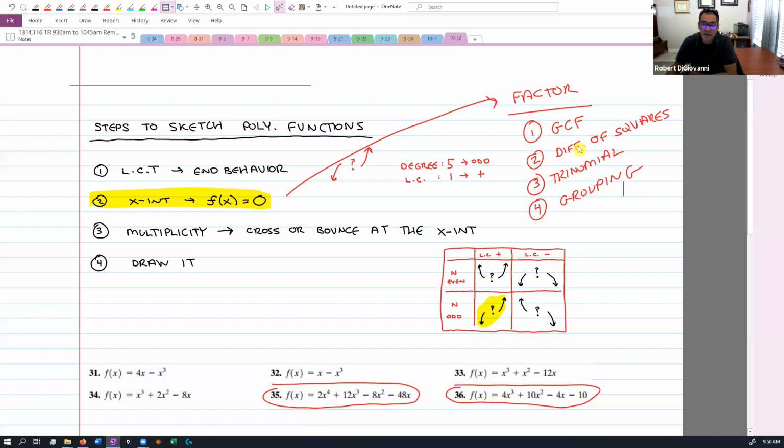So just expect that when it comes to the sketching of the polynomials, you're going to need to be somewhat comfortable with GCF, difference of squares, factoring trinomials, and grouping, because any of those things could show up on one of these problems.